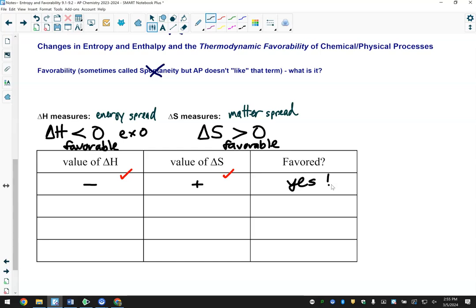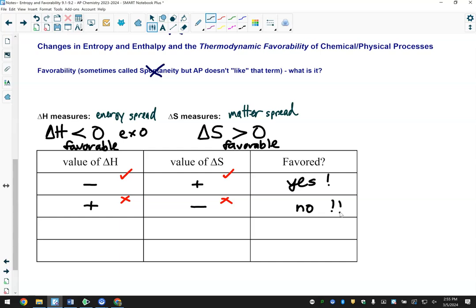Now, what if we had a process that was endothermic, not favorable, and at the same time, the entropy went down? It became less spread out. Well, this process would not be favored. Would it be favored? Hell no. Okay? This is not going to be a favored change. It doesn't mean it can never happen. It just means you're going to have to intervene. You're going to have to add a bunch of energy to it, maybe, to get it to happen.